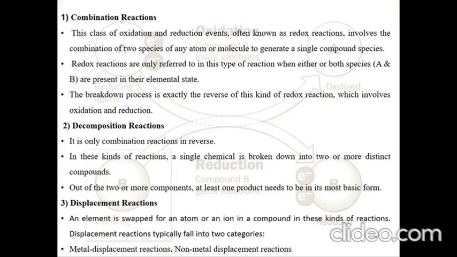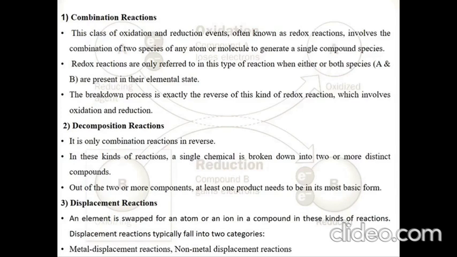Coming to the second one, decomposition reactions. It is only a combination reaction in reverse. In these kinds of reactions, a single chemical is broken down into two or more distinct compounds. Out of the two or more components, at least one product needs to be in its most basic form. Displacement reaction. An element is swapped for an atom or an ion in a compound.